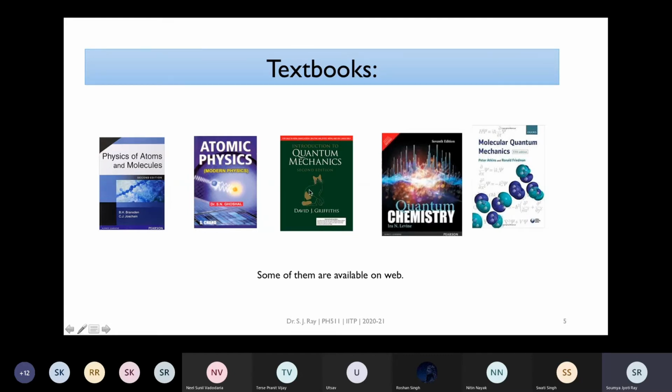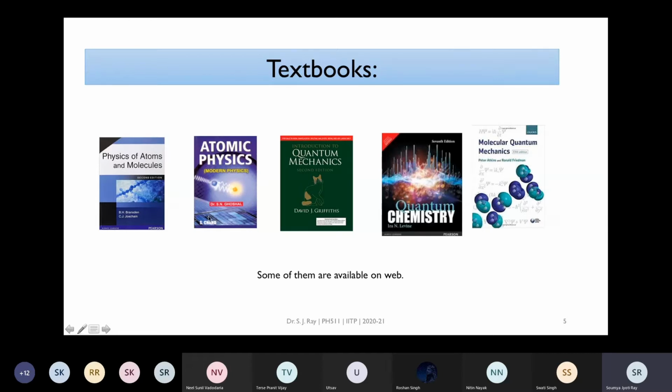This is again a very nice book. I didn't study it during my undergraduate days, but when I started teaching this course, I looked into it and saw that it is a very nice book. Some of you have already read it last semester, so you will benefit from that. Then there is the quantum chemistry book by Levine, from which I will take some of the hydrogen spectra part. And there is Molecular Quantum Mechanics by Atkins and Friedman, which I will also cover a little whenever required.